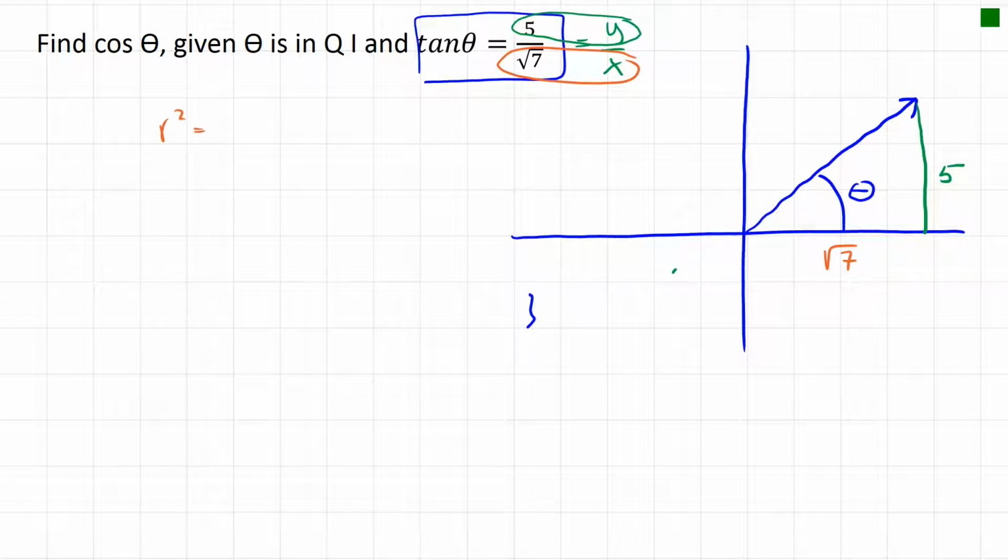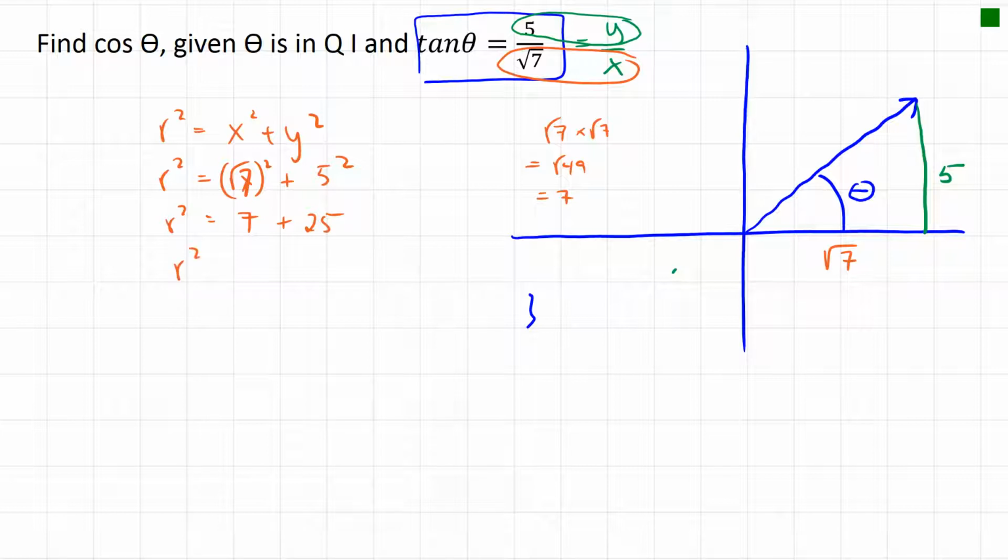So r squared is x squared plus y squared. Radius is the square root of 7 squared plus 5 squared. Now the square root of 7 times the square root of 7 is the square root of 49, which is 7. So r squared equals 7 plus 25. So r squared equals 32.